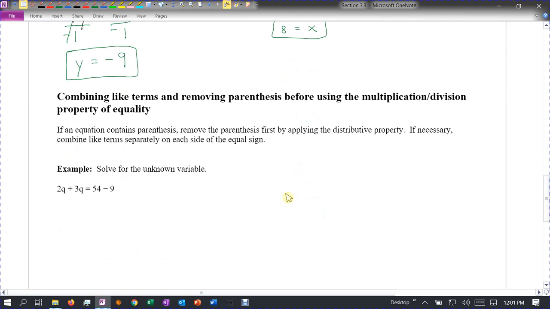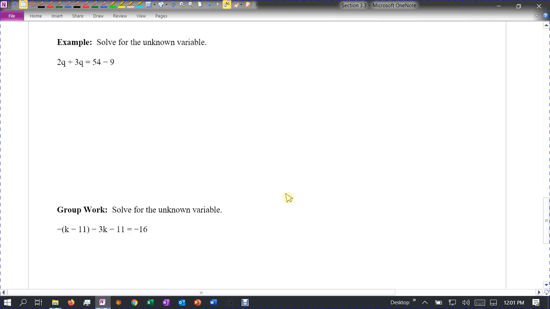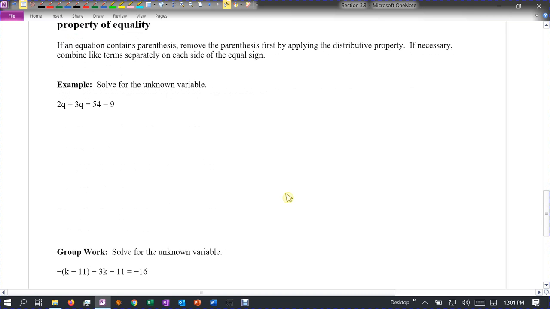Okay, so now we're going to have a little bit of work to do. So we're going to combine everything we've learned together. So in this one, we're first going to notice we've got an equation, and we've got like terms here. We can put those together. That's 5q equals, and then these are like terms, so 54 take away 9 is 45. And now we notice we have 5 times q, so what we're going to do is divide both sides by 5. This will reduce out to just give me my q, and 45 divided by 5 is going to be 9.